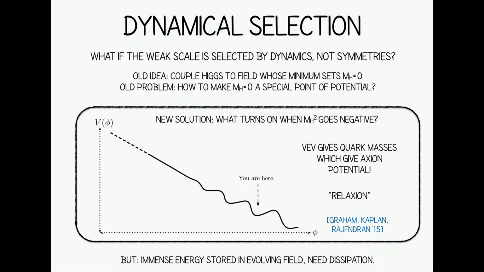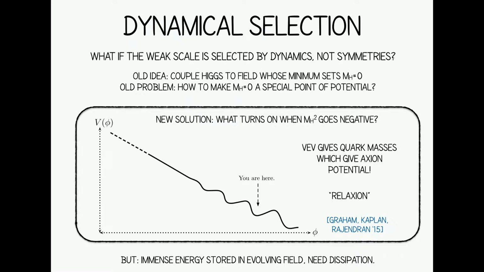So once you hear that, you think, oh, maybe instead of setting the theta parameter to 0 in the minimum of the axion potential, maybe I can have a similar type of field that couples to the Higgs mass squared, right? And maybe at the minimum of its potential, it sets the Higgs mass squared equal to 0. That's the idea. Okay, so it sounds like a great idea.